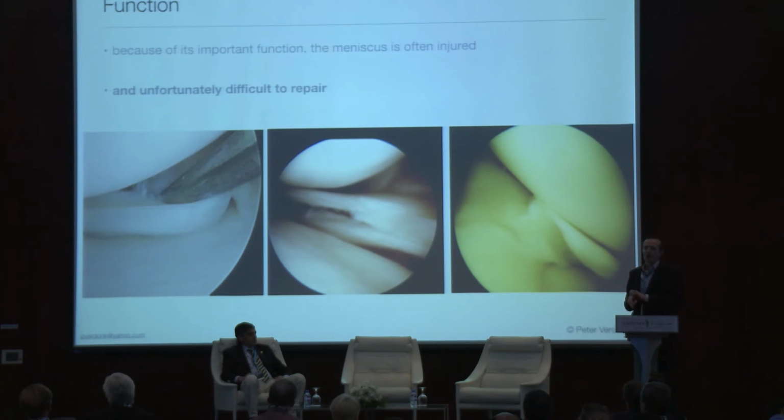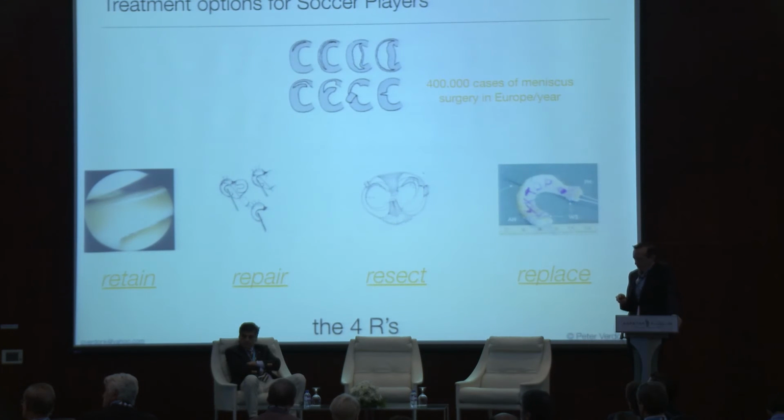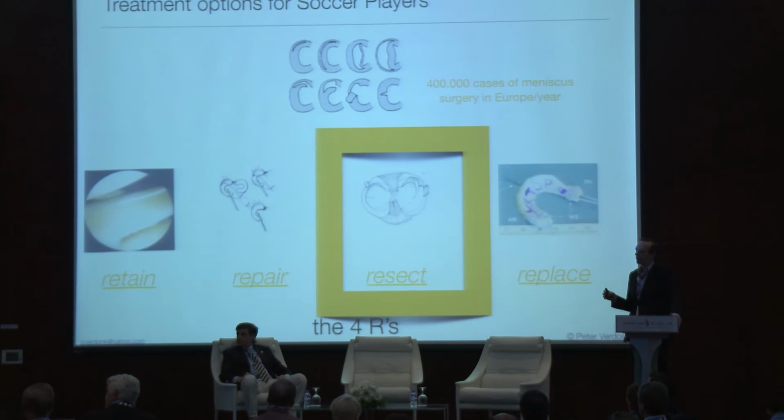So I've told you all about the importance of the function of the meniscus and the fact that, unfortunately, it's difficult to repair. So once in a while, we're going to have to do a meniscectomy, in many of these cases. And then sometimes you end up with trouble. So the treatment options for soccer players are generally, you're going to either repair it or you're going to resect it. That's essentially what we're doing. And very often, since these guys want to go quickly back to their game, we're going to have a resection in a number of these patients.